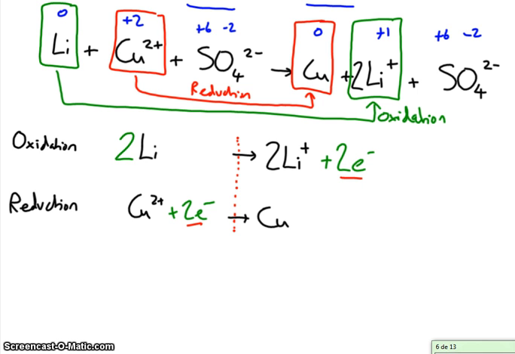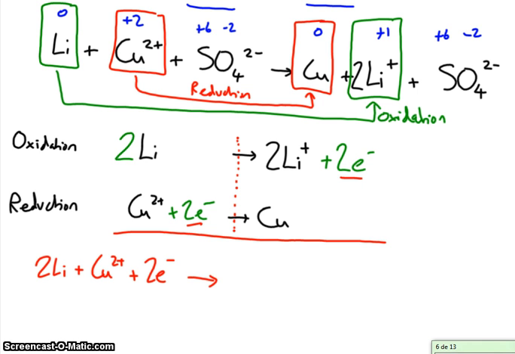In the last example, we had to multiply both of these equations by different numbers to try and make those electrons the same. Actually, they're already the same. So all I need to do now is add those 2 equations together. So add everything on the left of my dotted line together. Let's see what we get. We've got 2Li plus Cu2+ plus 2e-, arrow 2Li+ plus 2e- plus Cu.